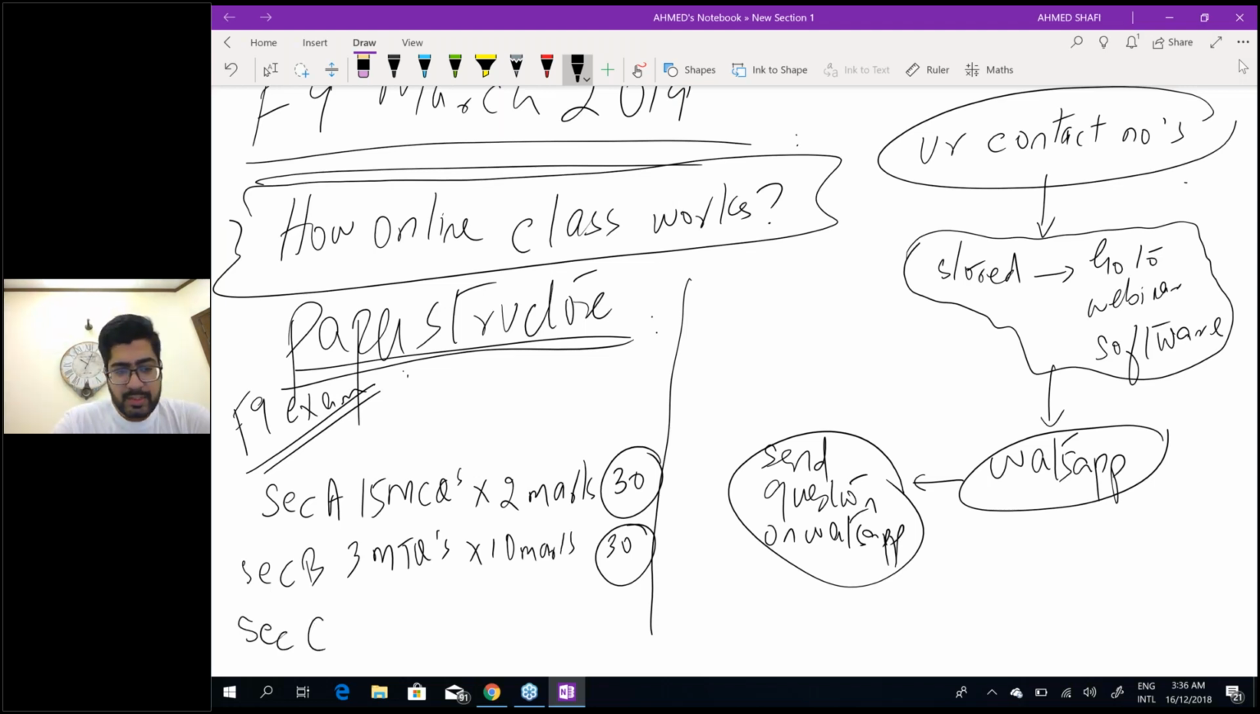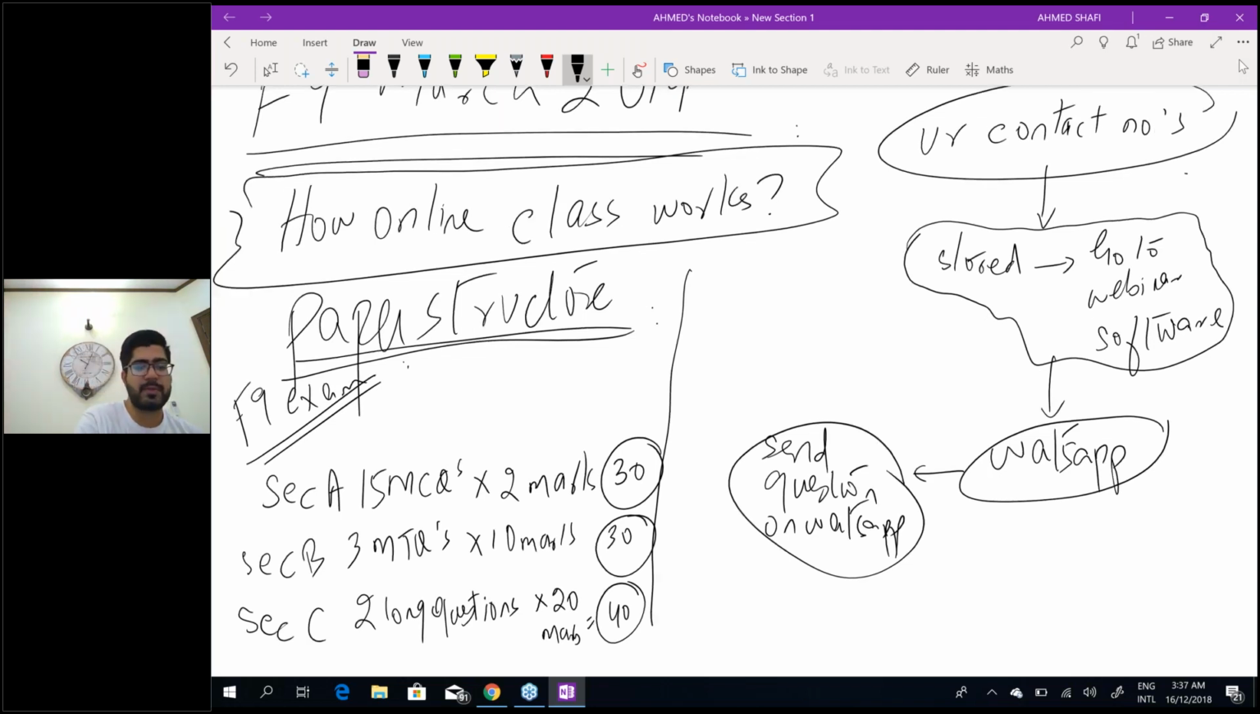The third section is section C, and section C has 2 long questions, and every long question is worth 20 marks. So that is 40 marks. This makes a total of 100 marks, and obviously the passing mark is 50. You can copy the paper structure, please.